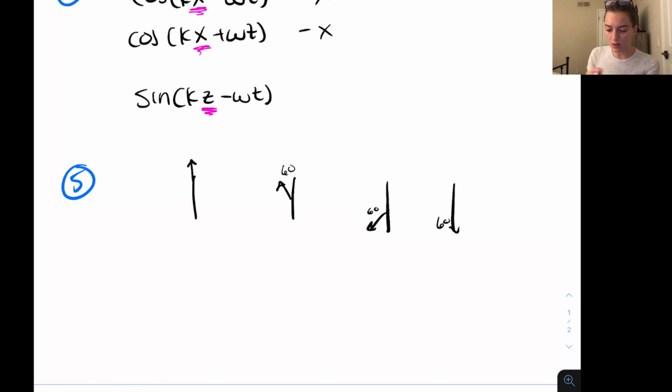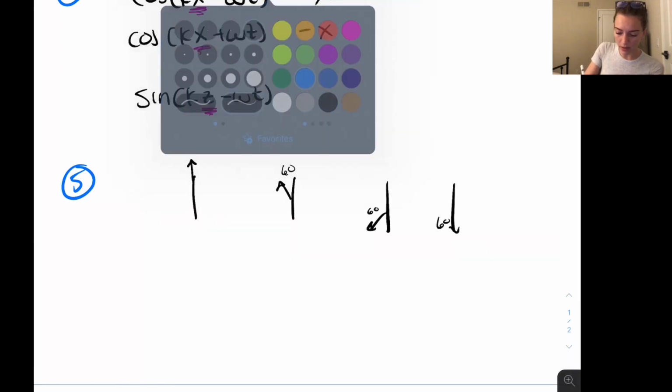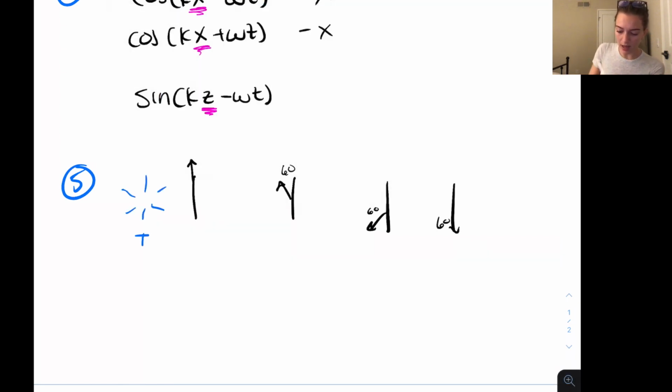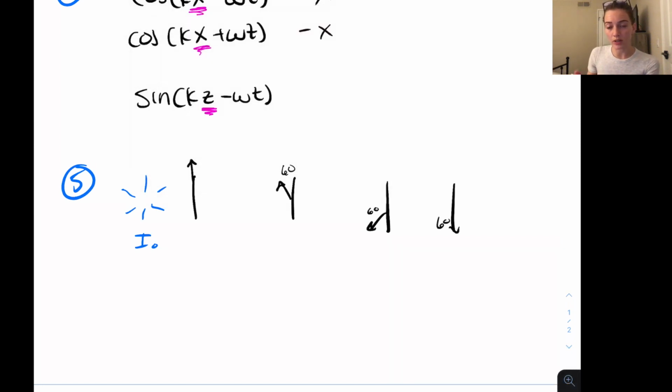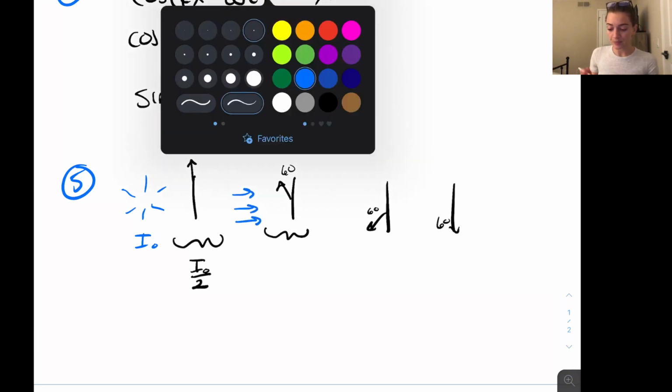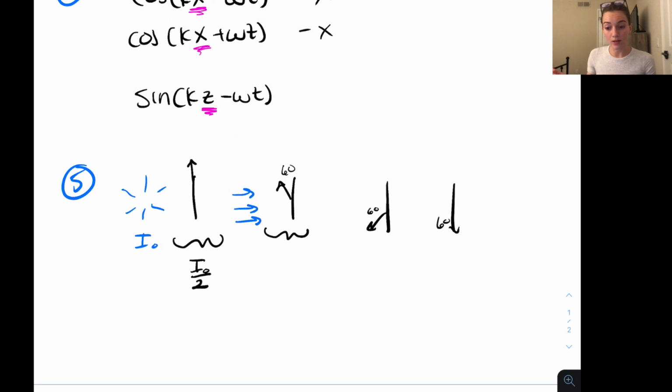So this one, we had unpolarized light. So when we have unpolarized light here, we have I naught. And then we know that when unpolarized light travels through a polarization filter, no matter what angle that polarization filter's at, it's going to only let through half the light. So once it travels over this filter, we're at I naught over 2. And then once it goes over the second filter, it's going to get that cosine squared term now, right?